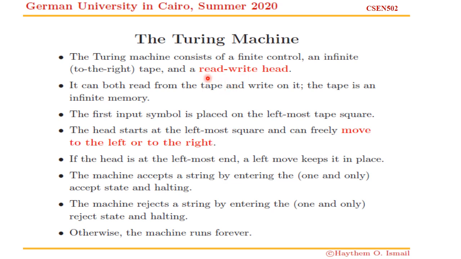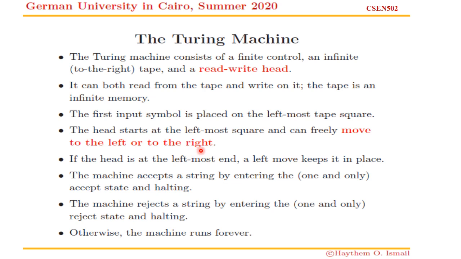Okay? Now, if this is the only thing, then the Turing machine is no more powerful than a DFA, all right? However, we will see down here that there is something else about that head that gives the Turing machine the real power. Now, the Turing machine can both read from the tape and write on it. So the tape is some kind of an infinite memory. The first input symbol is placed on the leftmost tape square, as usual. And the head starts at the leftmost square, as usual as well, and can freely move to the left or to the right. Now, that's the real power, right?